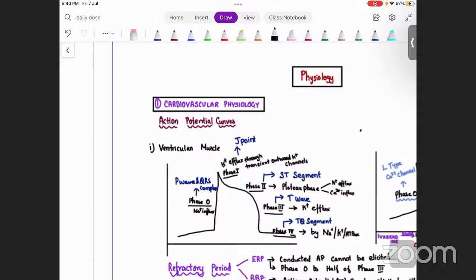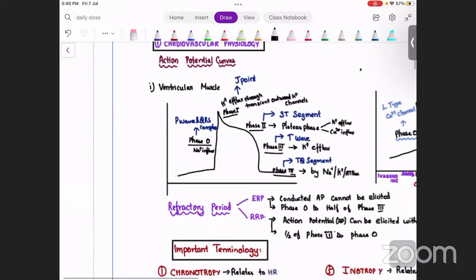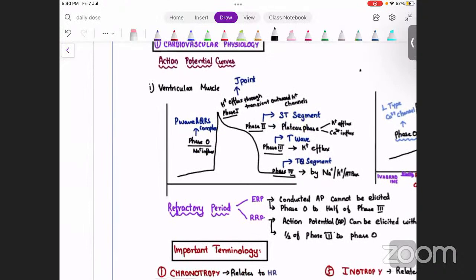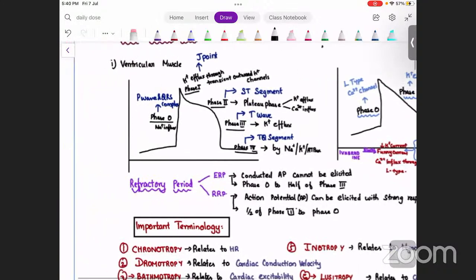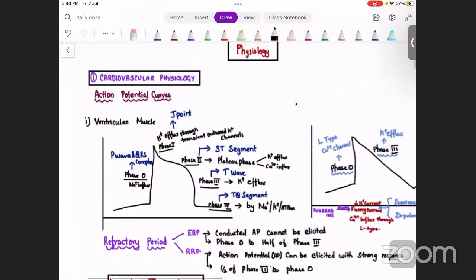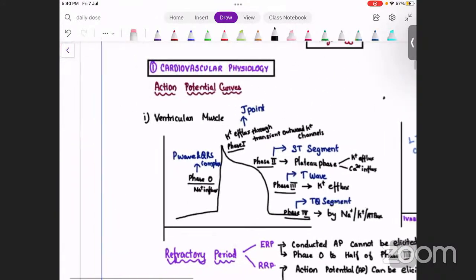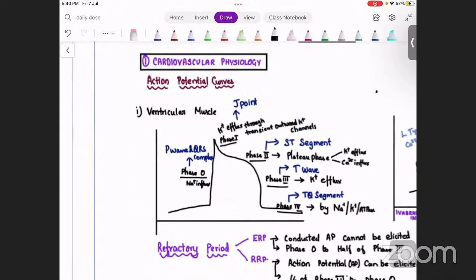So speaking about the cardiovascular physiology, first we discuss the action potential curves. One is your ventricular muscle, another one is your SA node and AV node. Since I draw the diagram here, I want you to draw it side by side, so that I draw over here and you draw it side by side.